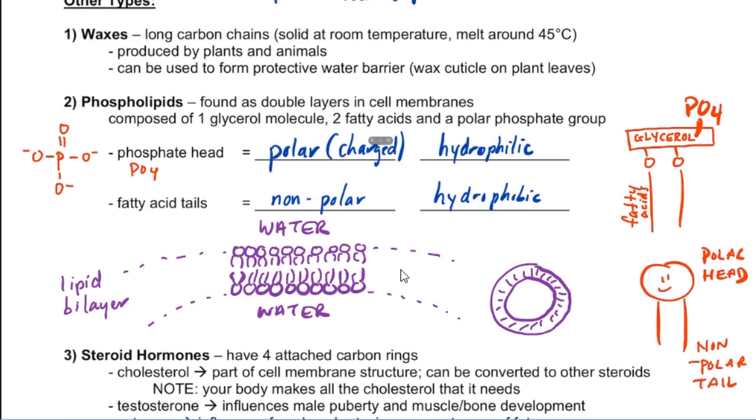There's a whole lot else going on with it. We'll talk about it in a few lessons from now. So you have a polar head, nonpolar tail. You need to be able to describe the polar head as being hydrophilic and the nonpolar tail as being hydrophobic in your test.